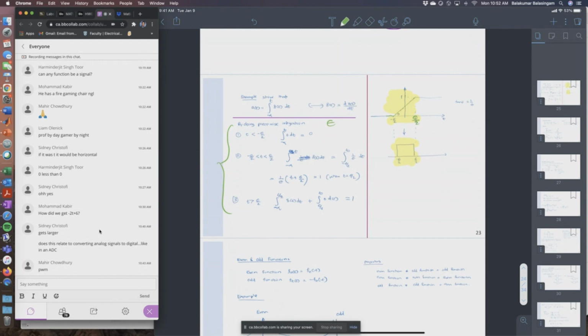When you go from minus epsilon by 2 to epsilon by 2, the integration is going to be 1. Before minus epsilon by 2, the integration is going to be 0. After epsilon by 2, it's going to be 1. Then we will put a limit for epsilon going to 0, because that is how we define the unit impulse function.